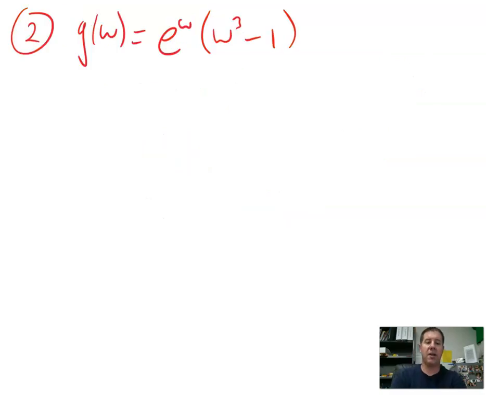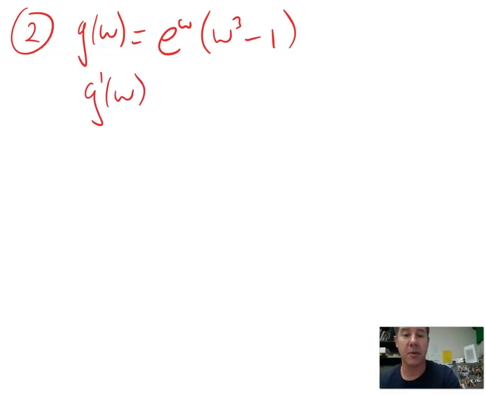Okay, here we go on number 2. Here is one where you would have to use the product rule. There is no way, even if I distribute the e to the w, which I guess you could do, you're still going to have a product of e to the w times w cubed that you need to use the product rule on. So there is no getting around the product rule in this question. We have to do it. So we might as well just jump in and start right here.